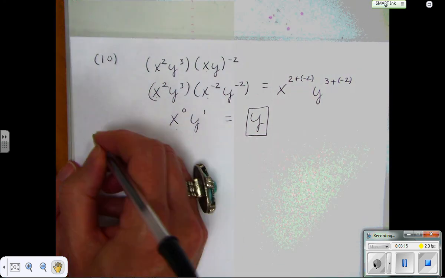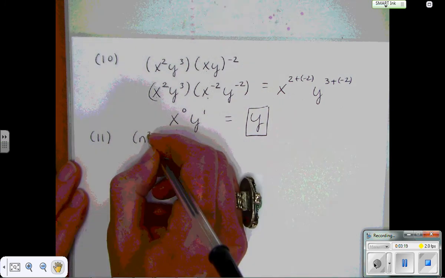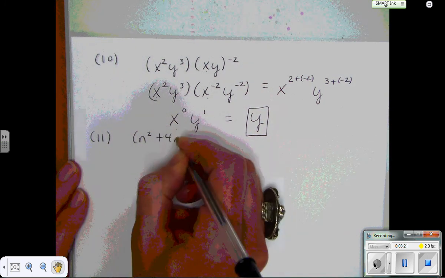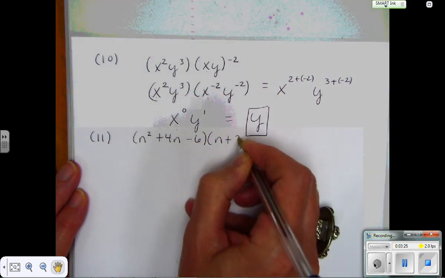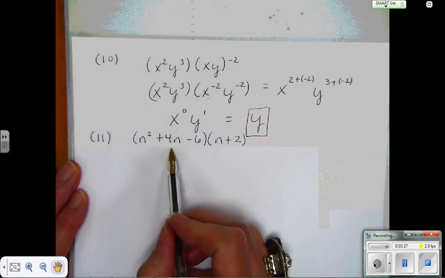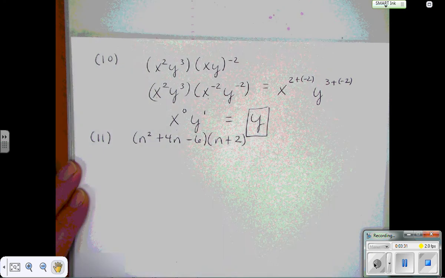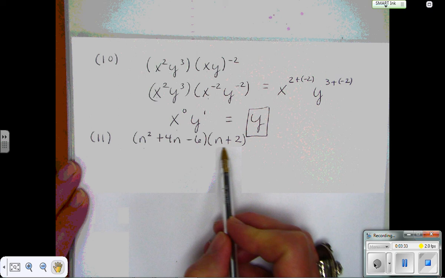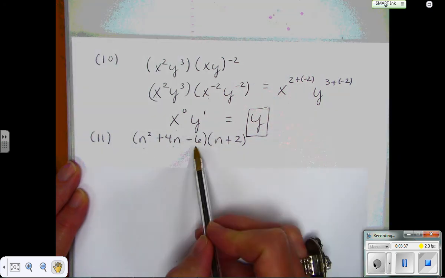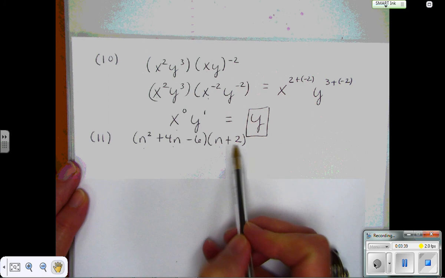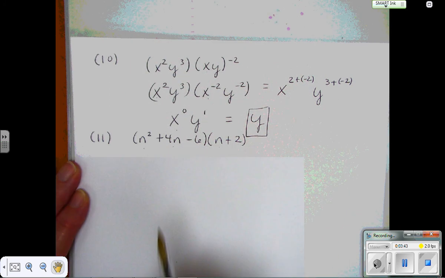Okay, last one we're going to do today, and then we'll look at some more tomorrow before we begin our assignment. Number 11. n squared plus 4n minus 6 times n plus 2. So I am going to distribute the n squared through the n plus 2, distribute the 4n through the n plus 2, and the negative 6 times n plus 2. And then I'm going to combine all my like terms. So you have to be very organized when you're doing this.